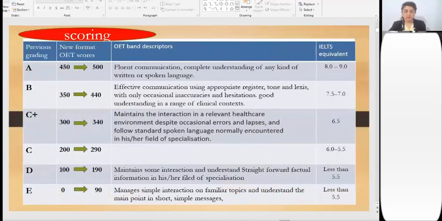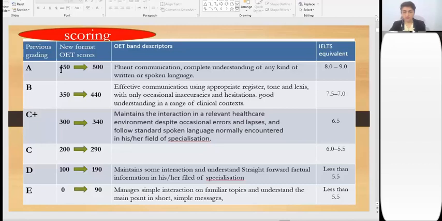And now, how the scoring is. Nazli, would you please help us? What are the ranges of scoring? For example, in previous grading of OET, we had A, B, C plus, C, D, E. Okay, but now, newly, the new format is a number. For example, A is equal to how much, Nazli?